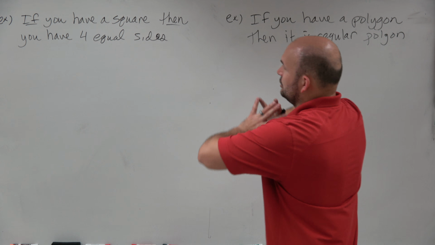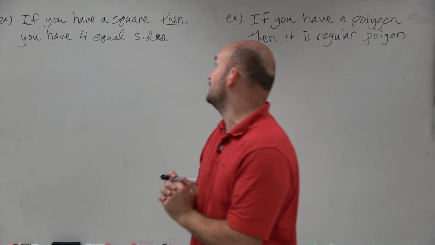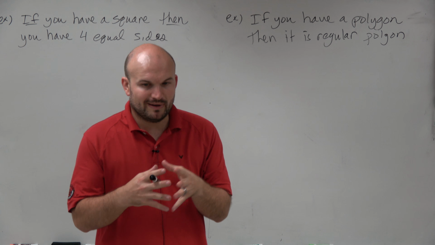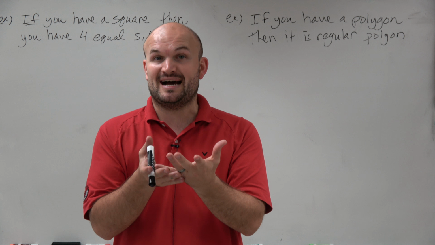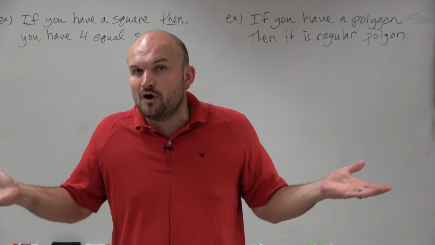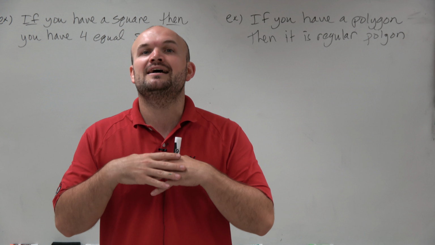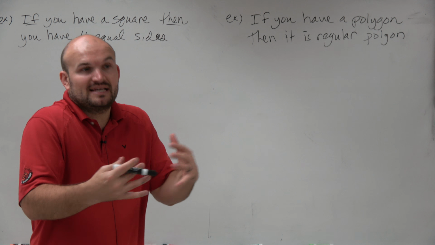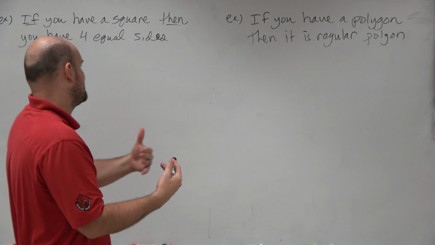The first thing is we're going to look at our statement, which is a conditional statement. This first one says, if you have a square, then you have 4 sides. What we want to do is determine if that statement is true or not. And if it's not true, therefore it's false, we're going to want to give it a counterexample. So we want to say, hey, it's false because here's a counterexample, here's a reason that shows it's not true.